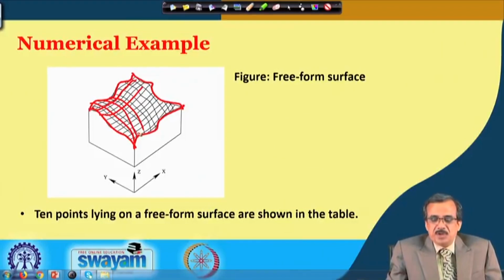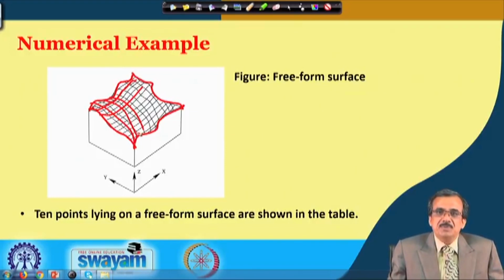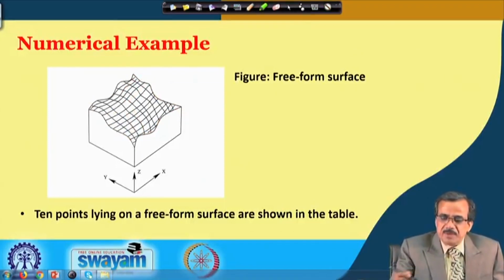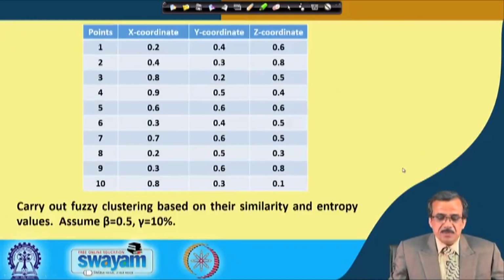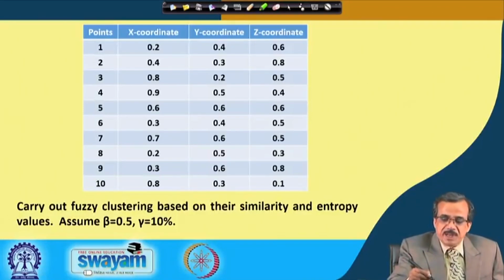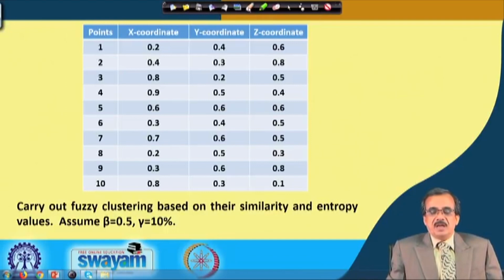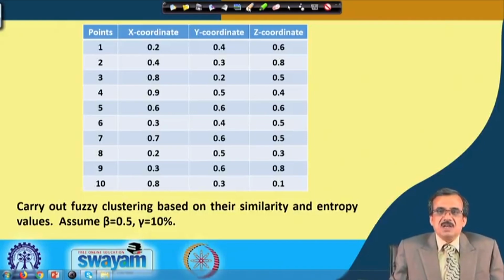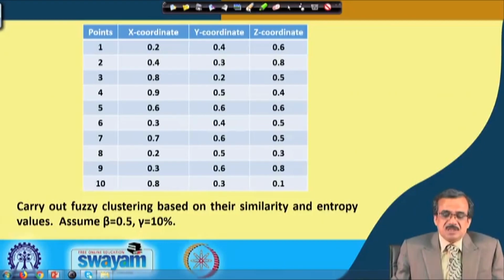Before that, what we do is clustering based on similarity. Here we are going to discuss how to use this entropy based clustering to solve this clustering problem, or how to achieve the suitable clusters. Let us take the same example, the same set of 10 points which are lying on that free-form surface, and let me do this particular clustering using entropy based clustering.